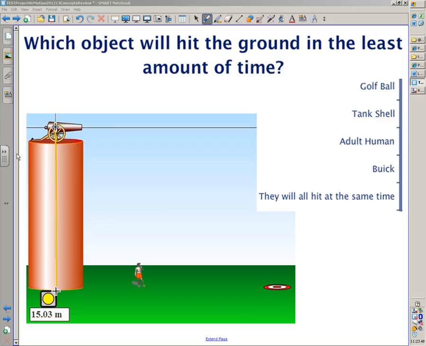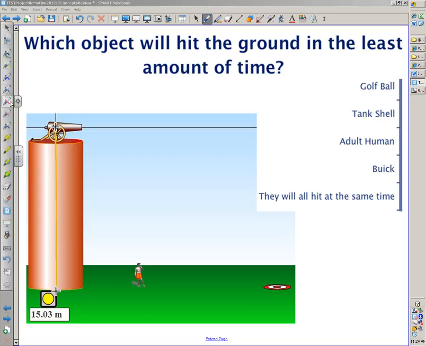If I shot a bunch of different objects out of this cannon, which one would take the least amount of time to hit the ground? Golf ball, tank shell, adult human, or Buick? Or the last option, they'll all hit the ground at the same time. And the correct answer is? Well, technically the tank shell, because it has the least air. Neglecting it. But we've neglected air resistance. So in the absence of air resistance, all of them will hit the ground at the same time.